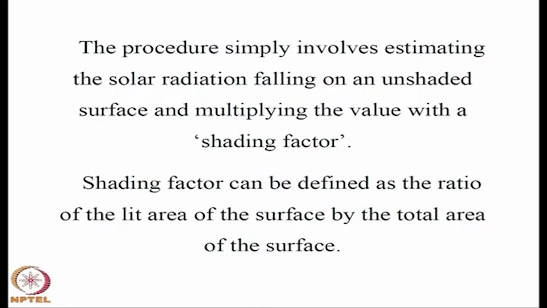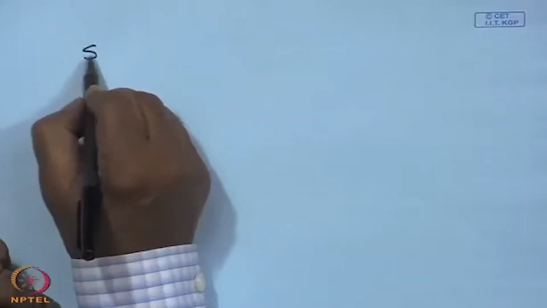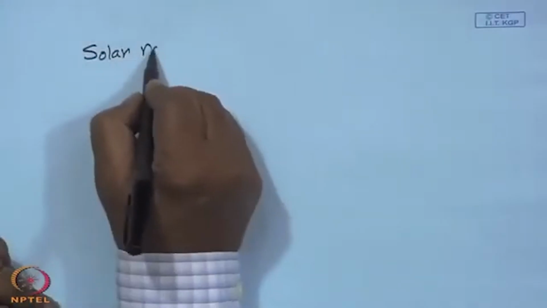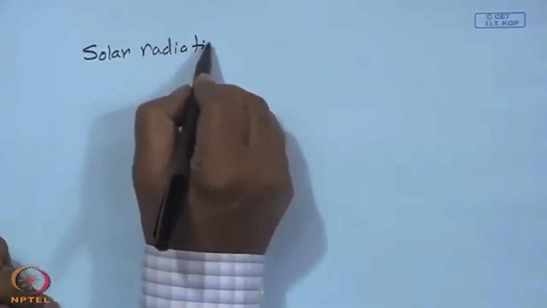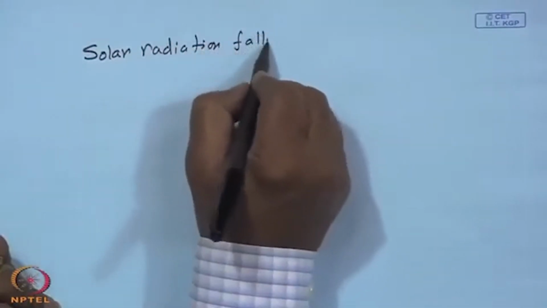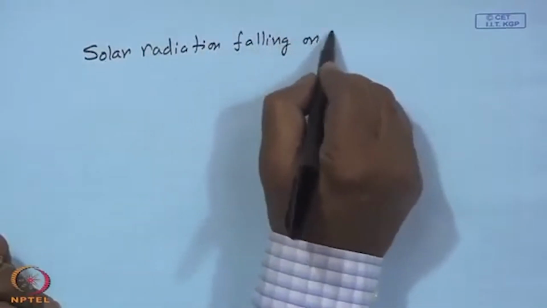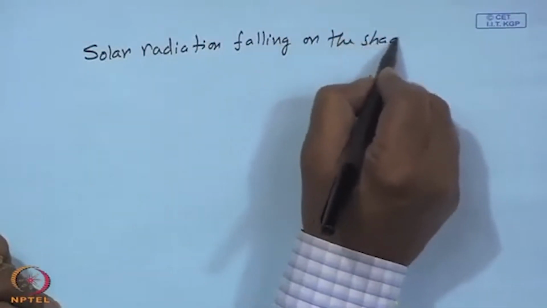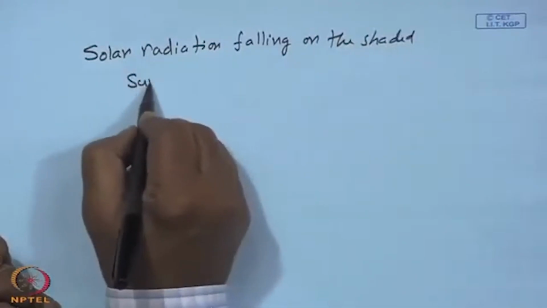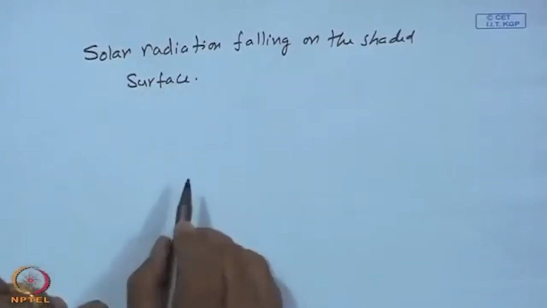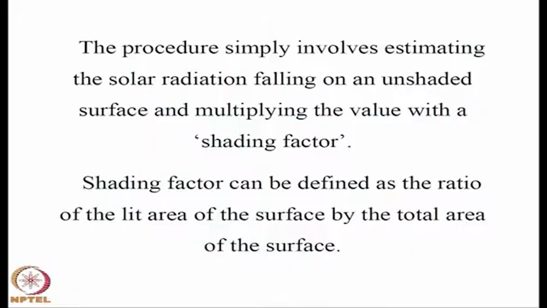So, what we want to do is consider solar radiation falling on the shaded surface. Whatever I have illustrated is also true for the wing wall. If this is the window, I may have a wing wall like this and another one like this.